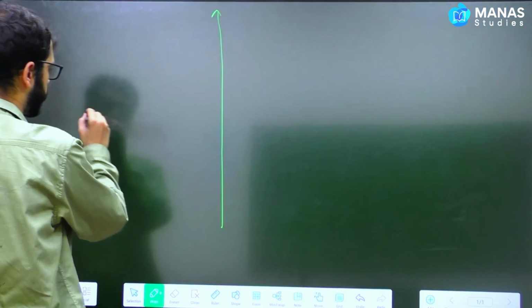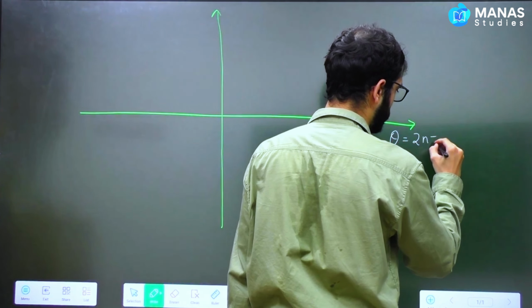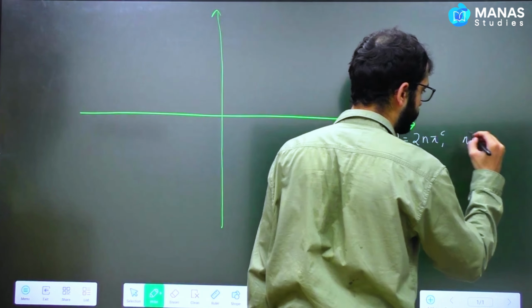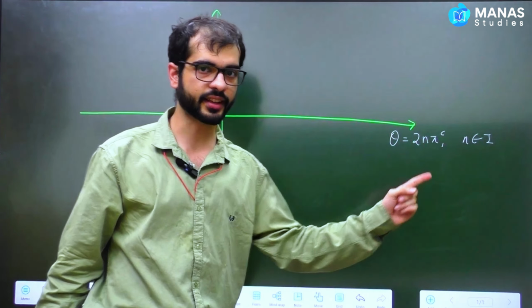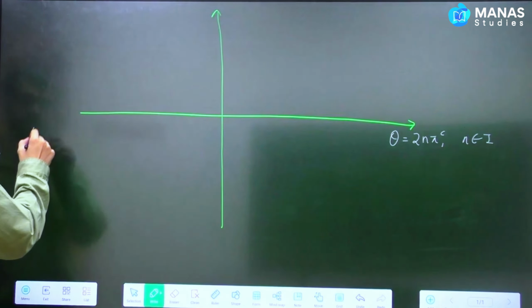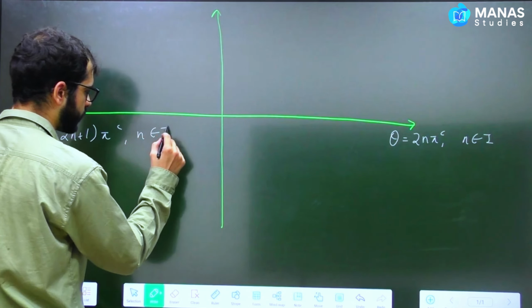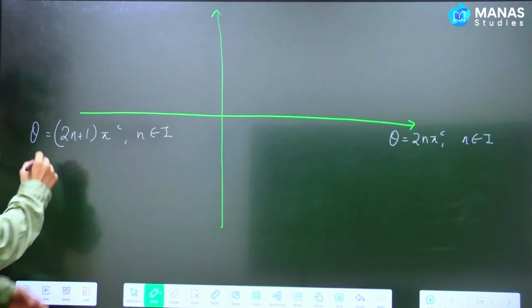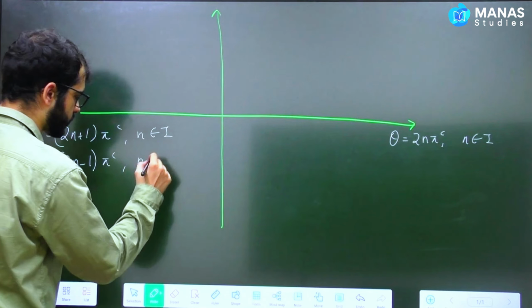I'll quickly jot down what we studied today. If this is my coordinate plane, then I'm going to write the angles referring to positive x-axis. The general term is theta equals 2n pi radians, where n belongs to the set of integers. Even multiples of pi refer to positive x-axis. If I want to find the general term for negative x-axis, then I'm going to say theta is equal to 2n plus 1 pi radians, where n belongs to integers, that is odd multiple of pi. An odd number can also be written as 2n minus 1 pi radians, where n belongs to integers.